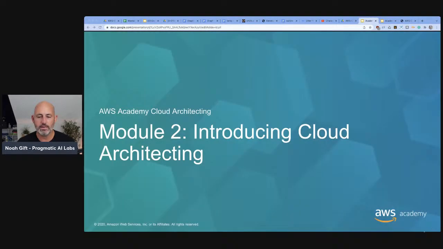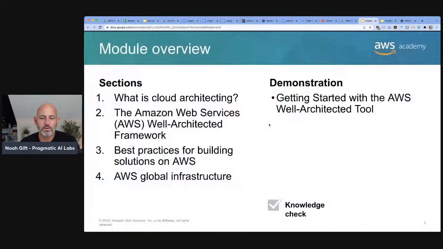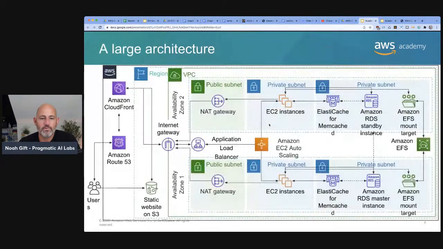And introducing the cloud architecting is what we're going to cover. And so if you go into this introducing cloud architecture material, a few things to be aware of to start with is this would be an idea of a large architecture. You would have, the user would go to Route 53. It would actually have some assets in CloudFront, the CDN. The user would also be able to pull data that originated from S3 that migrated to CloudFront.